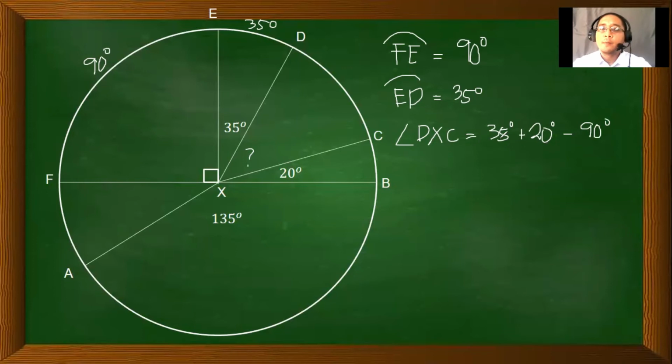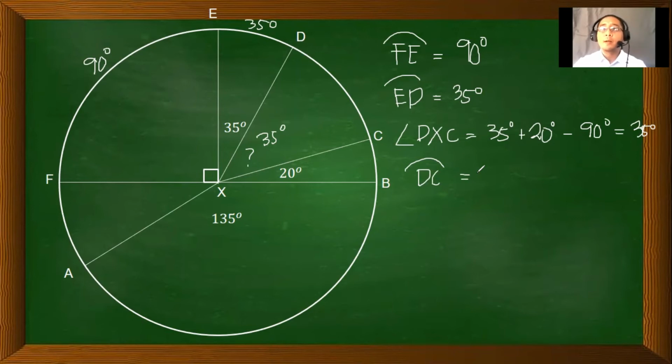So therefore, if we add, the result is 55 and subtract it from 90 degrees. So therefore, the result is 35 degrees. So the measurement of the angle here is equivalent to 35 degrees. Now, what if you will be asking for the measurement of arc DC?